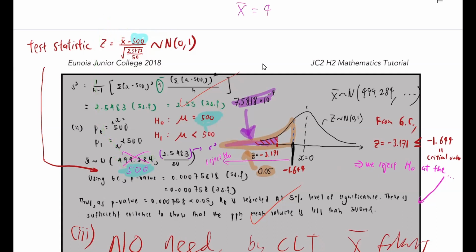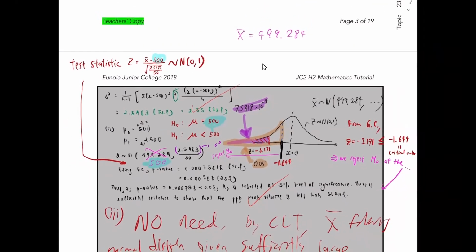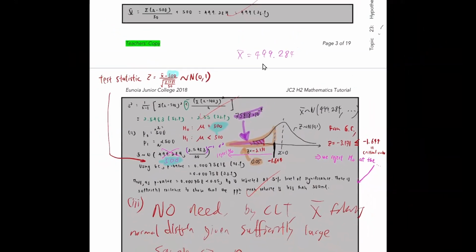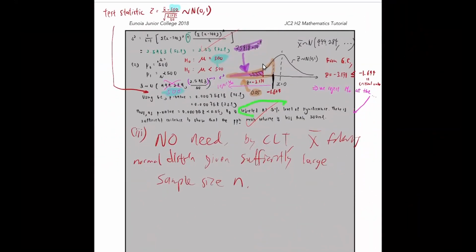Okay, X bar is your 499.284. When I say X bar by X bar, I'm referring to this X bar here. Is that all to this? I think that's fine. Your answer here is okay already.